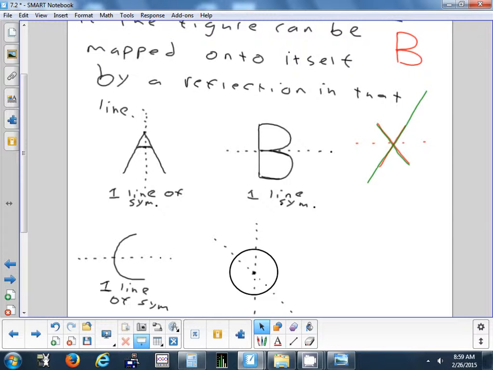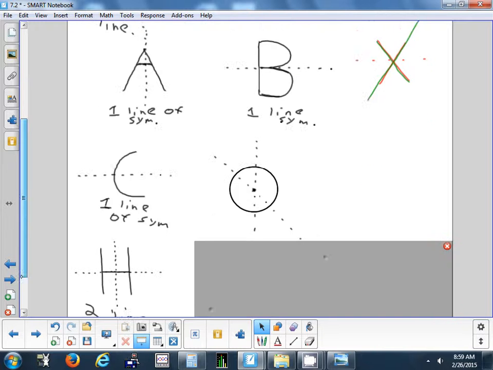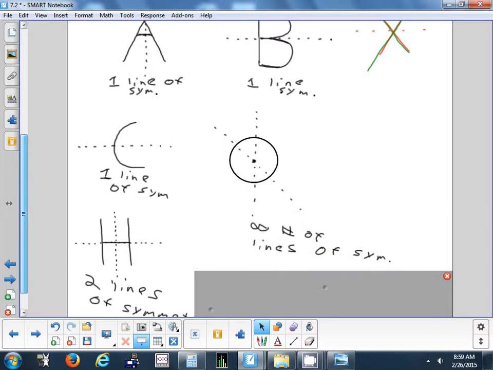How about an O? There's an infinite amount. You can draw a line of symmetry, and there's only one condition. The line of symmetry has to go through the center. It has to go right through the middle. If you draw any line that goes through the middle, it's a line of symmetry. So there are infinite lines of symmetry there.